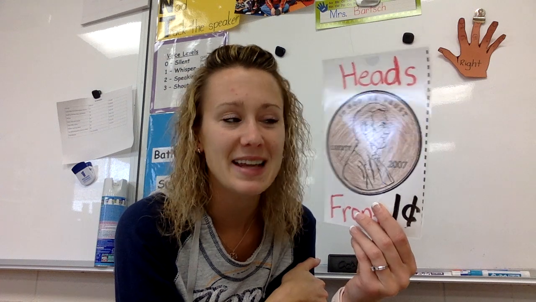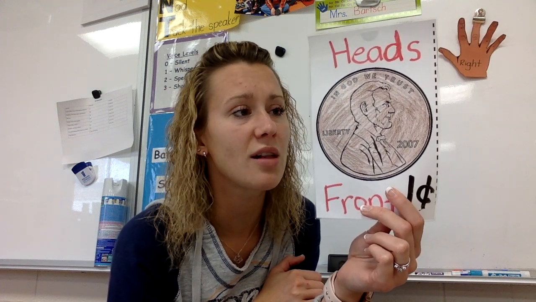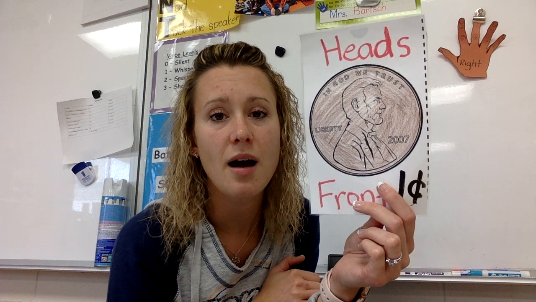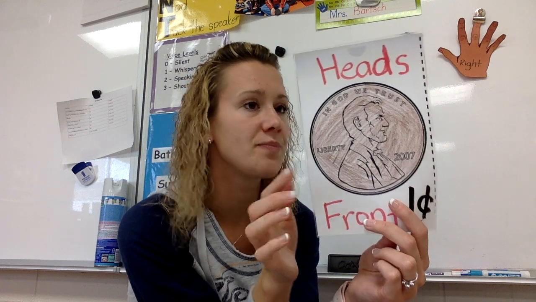This is a penny. Say penny. Yeah, say penny. Good. So here is a penny, and a penny is brown. It's like a coppery brown color. And this person that you see on the penny is Abraham Lincoln. Say Abraham Lincoln. Good. He was our 16th president, and we're going to talk a little bit more about him for Black History Month. But all you need to know is that he is on the penny.